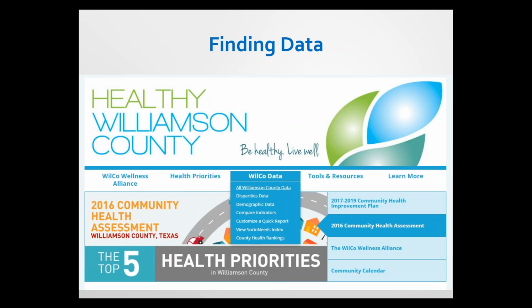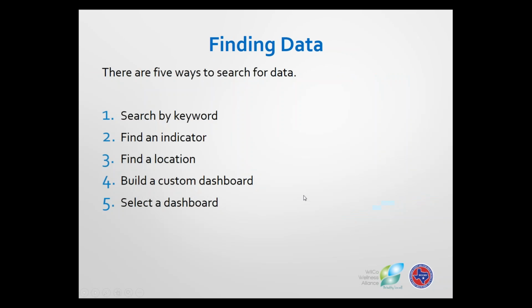And so if you ever have any trouble finding data, you always go back to this navigation bar, and it says WilCo Data. If you click on All Williamson County Data, whenever you're having trouble, just always go back to this drop down and this link, and that's where you want to be.